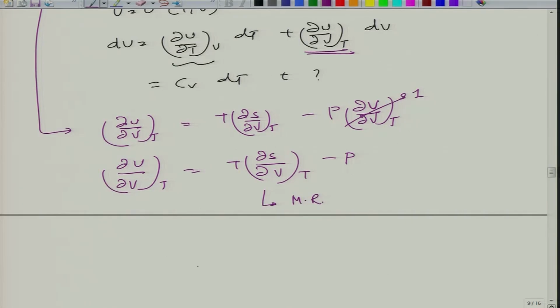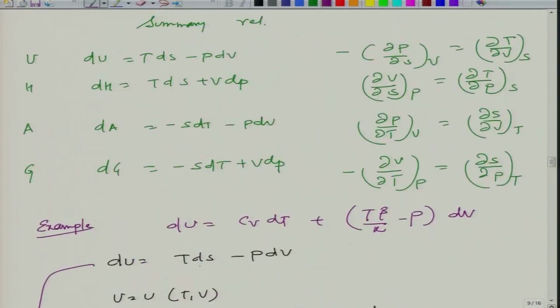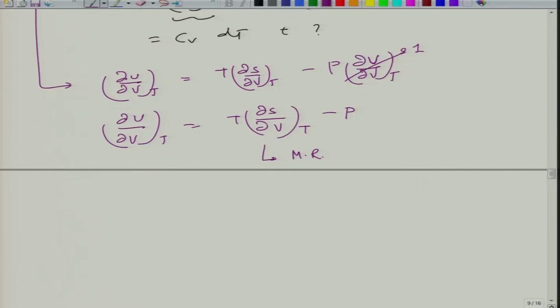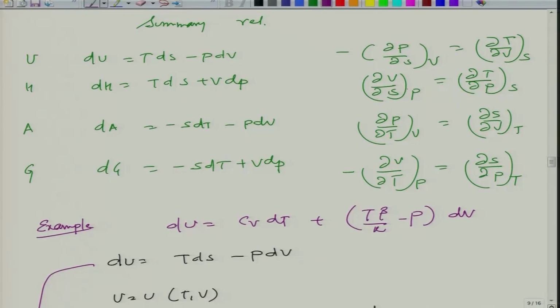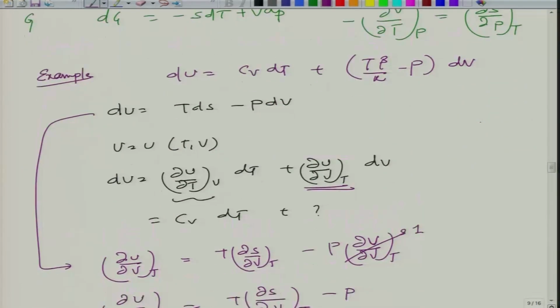So, Maxwell relation. If you look at the Maxwell relation, del s by del v at constant T is not there here at this point. So what we can do is del s by del v at constant T. If we go back to the Maxwell relation, you have this del s by del v at constant T, so it should be here. This must be the same as, so if you use this expression, you can replace this by del p by del t at constant v.